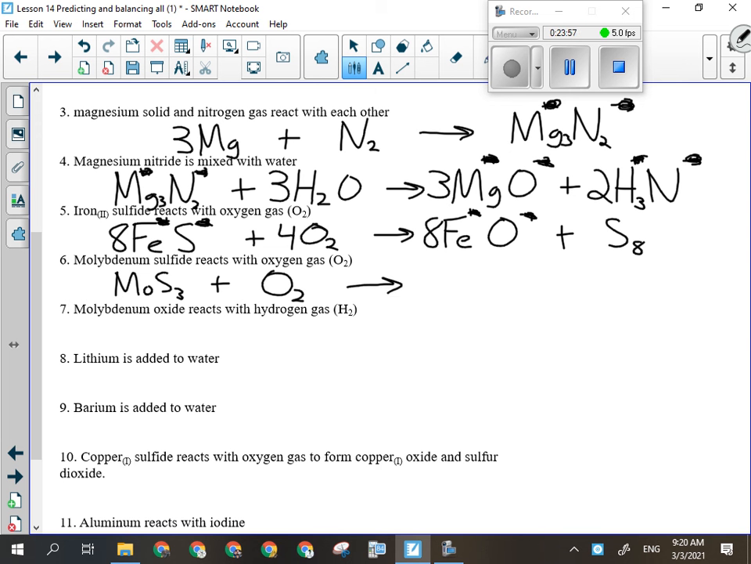We're looking at a single replacement again. So oxygen is going to replace the sulfur just like it did in the previous reaction. So molybdenum is going to end up with oxygen, and sulfur is going to wind up alone. And when sulfur winds up alone, it's an 8. What do we have to do with MoO? Drop and swap. Same situation. You got a +6 and a -2. So when I drop and swap, I'm going to get 1 and 3.